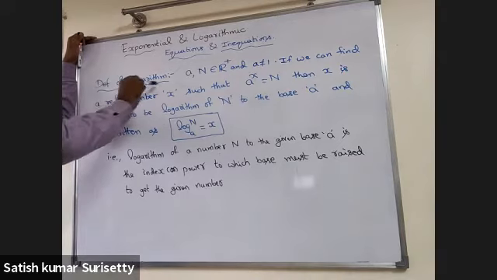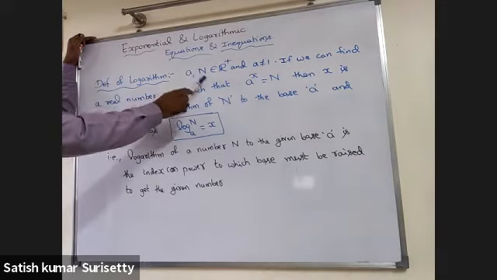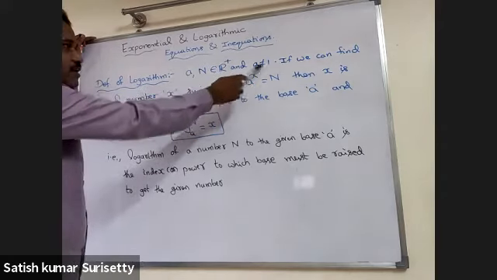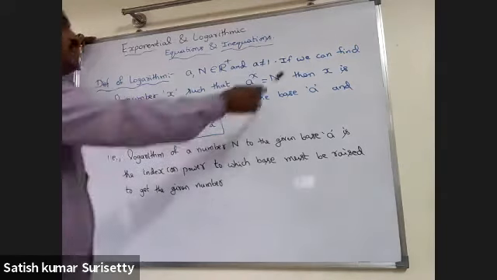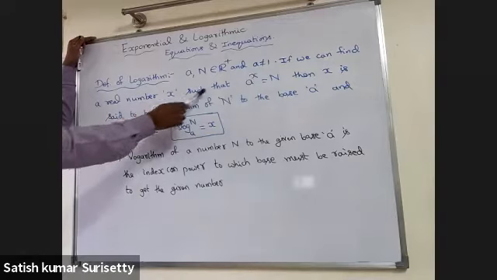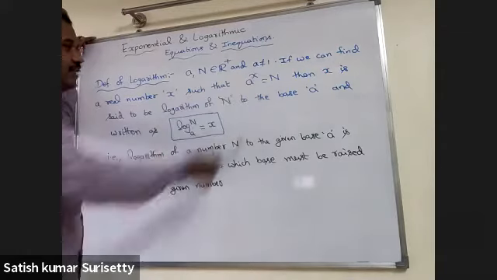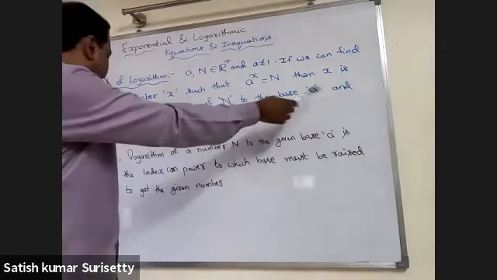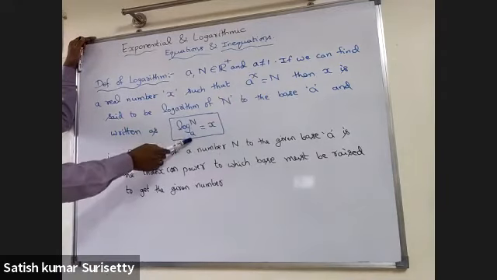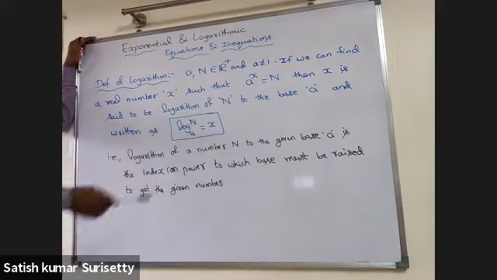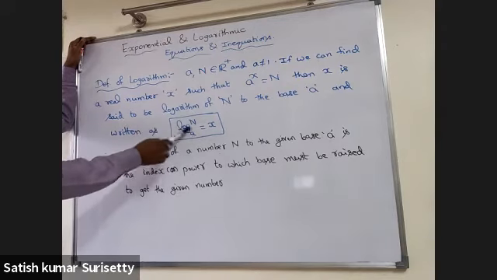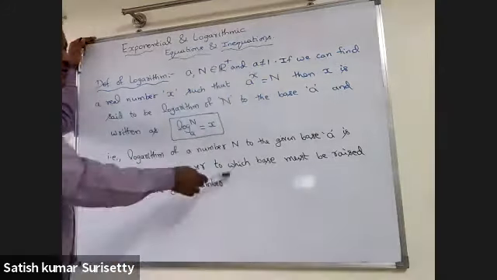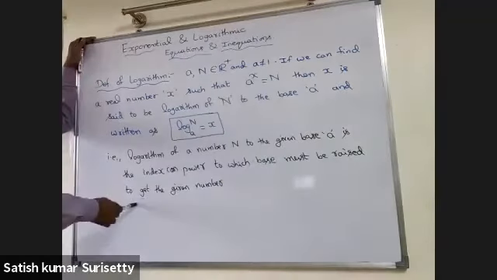So, the definition of logarithm. a, n belong to R plus, that is positive real numbers, and a not equal to 1. These are the conditions. If we can find a real number x such that a to the power of x equals n, then x is said to be the logarithm of n to the base a, and is written as log n base a equals x. That is, the logarithm of a number n to the base a is the index or power to which the base must be raised to get the given number.